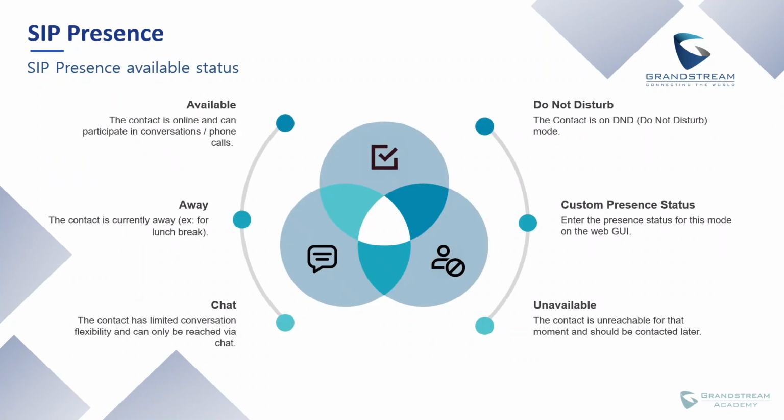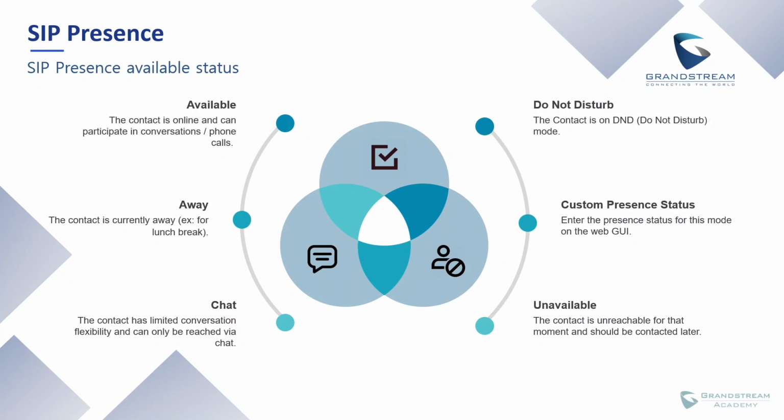When dialing the presence feature code, users have 6 available states. Below is the order you get on the voice prompt when dialing the feature code. The first one is available. The contact is online and can participate in conversations and phone calls. Away means that the contact is currently away, for example, for a lunch break. Chat: the contact has limited conversation flexibility and can only be reached via chat.